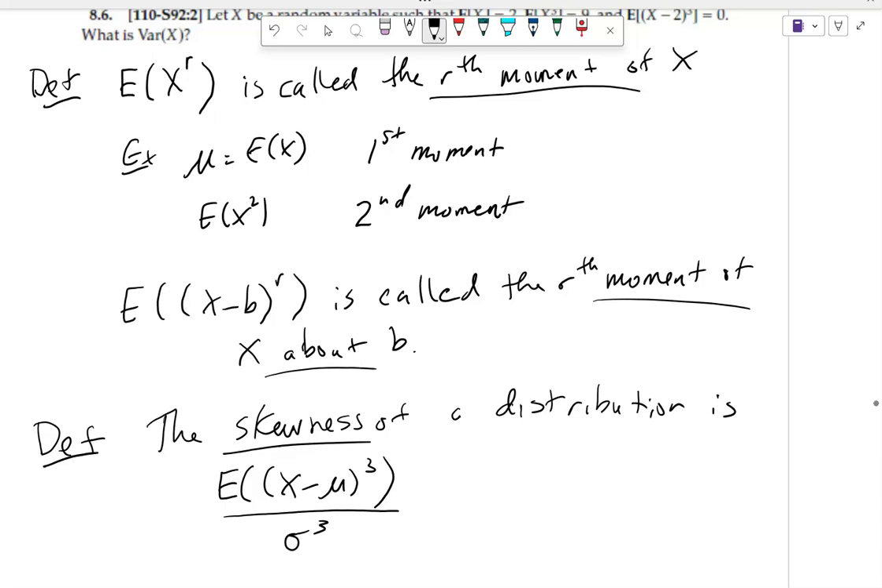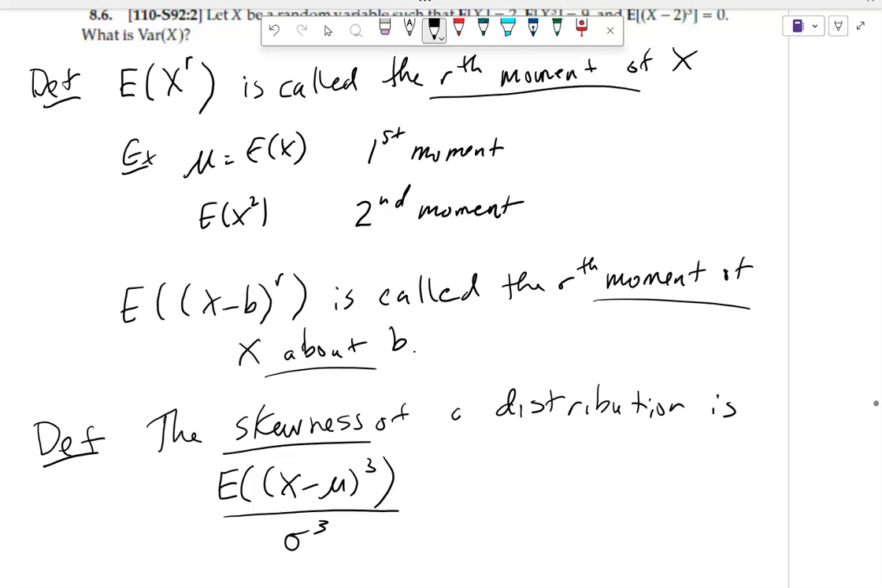We'll do a calculation. Well, notice in this particular problem, your expected value of x minus the mean, because they tell you the mean is 2 here, the expected value of x minus the mean cubed is 0. So its skewness is 0. What that means for a distribution is that it's symmetric about its mean. There's as many data points below the mean as there are above. Nice and symmetric about it.